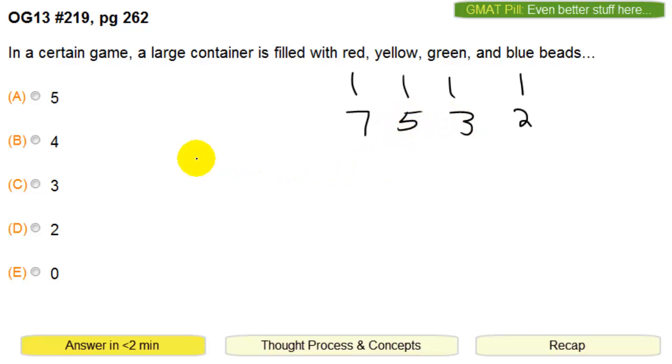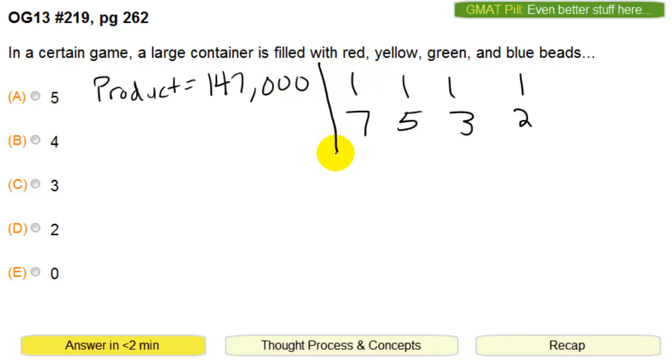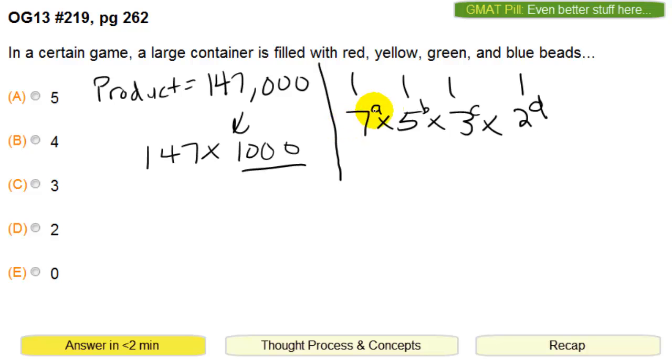Alright, so we're told the product equals 147,000. So if we're talking about the product that's equal to 147,000, then we're talking about this times this times this, where each one basically has an exponent and they all make up 147,000. Since 147,000 basically is 147 times 1,000, this 1,000 is taken care of by the 5 and the 2.